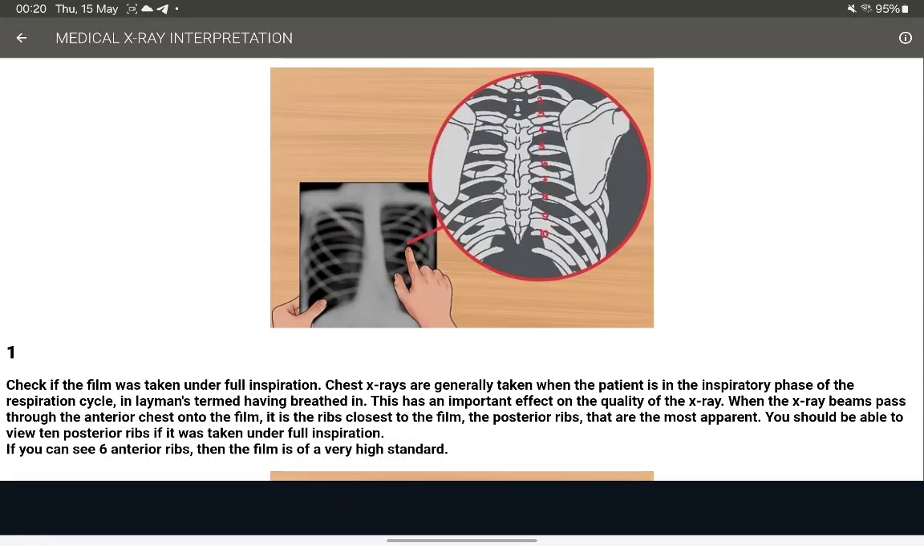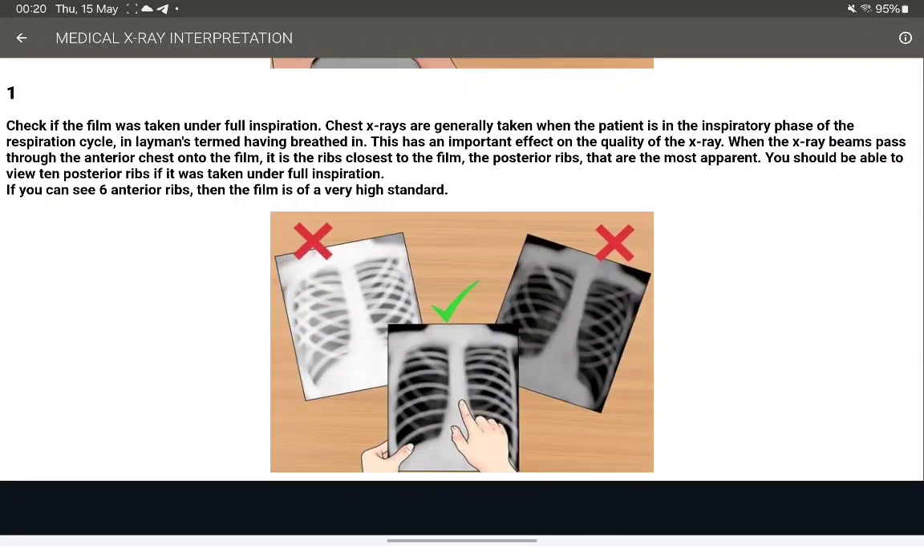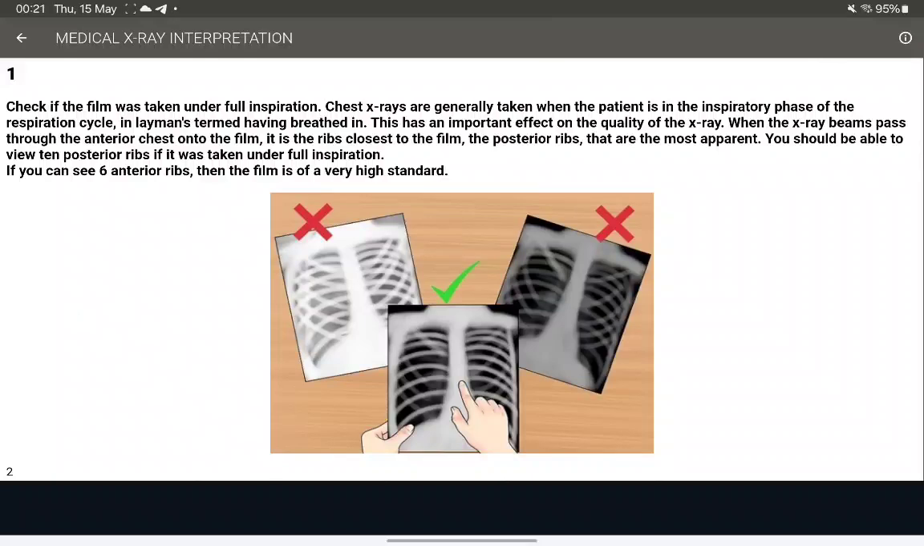Then check if the film was taken under full inspiration. Chest X-rays are generally taken when the patient is in the inspiratory phase of the respiration cycle, in layman's terms, having breathed in. This has an important effect on the quality of the X-ray. When the X-ray beam passes through the anterior chest onto the film, it's the ribs closest to the film, the posterior ribs, that are most apparent. You should be able to view 10 posterior ribs if it was taken under full inspiration.